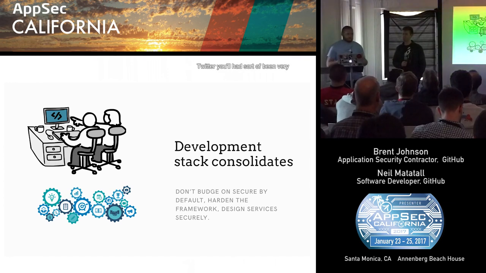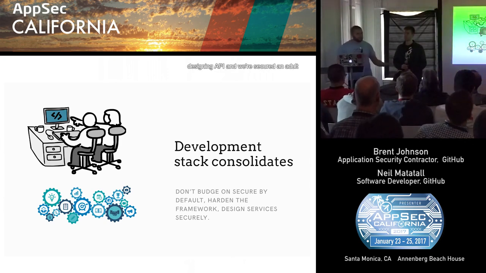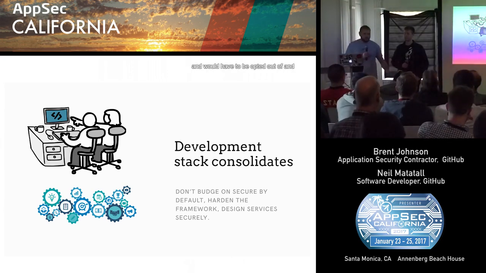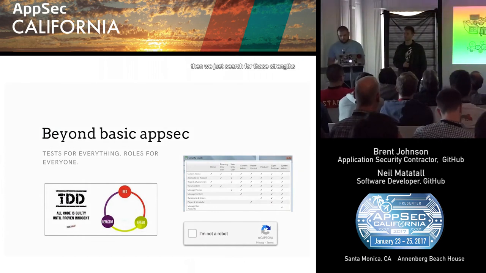Have a plan for automation. Twitter had been very happy with the way Savvy had progressed, but we didn't have an answer for Scala. So instead, we focused on designing the APIs that were secured by default and would have to be opted out of, and then we just searched for those strings.